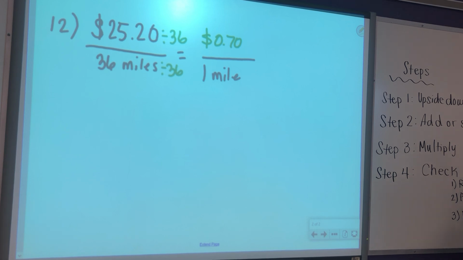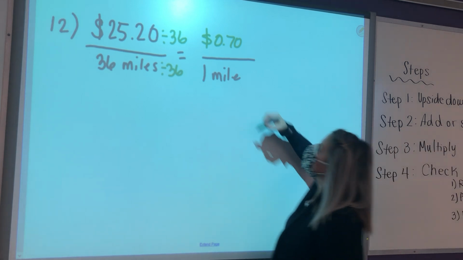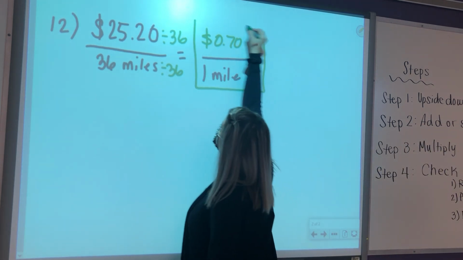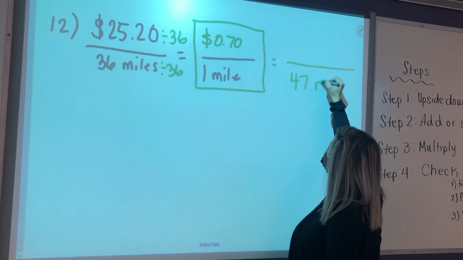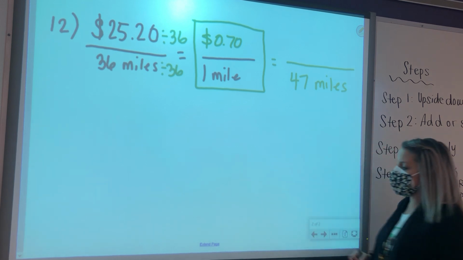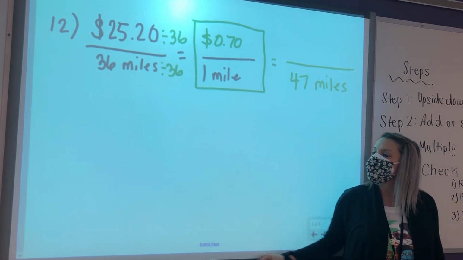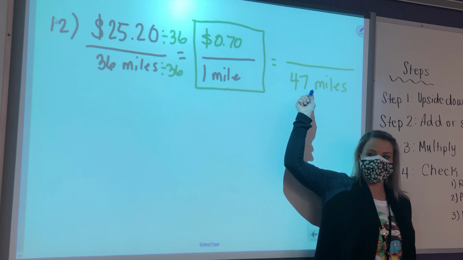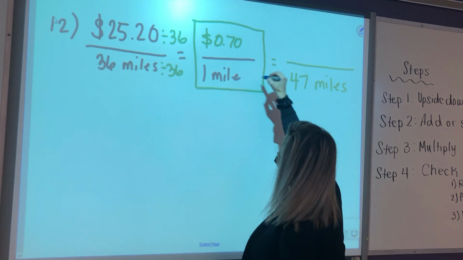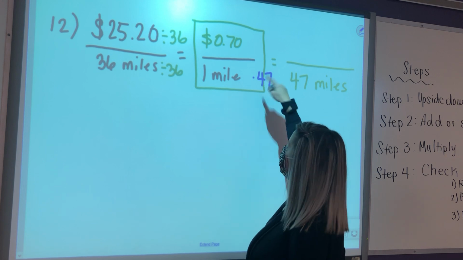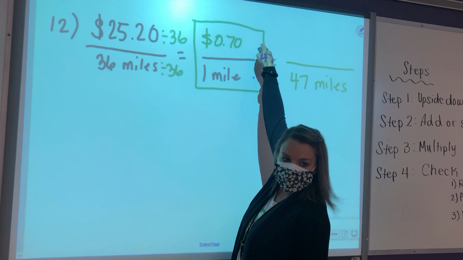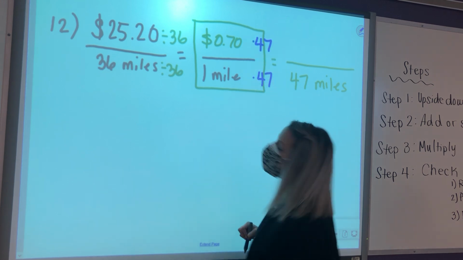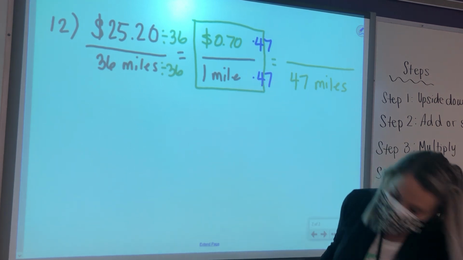But I don't want 1 mile. I want 47. So this is part A, or the first question, but I don't want that. I want this. So how do I get from 1 mile to 47 miles? Multiply by 47. Very good. Multiply the bottom by 47. And because I'm making equivalent ratios, whatever I do to the bottom, I have to do to the top. That gives me $32.92.